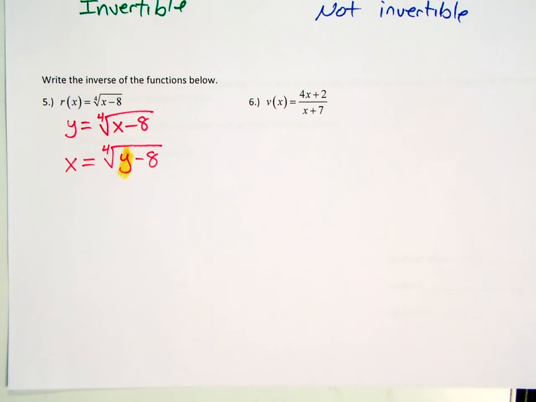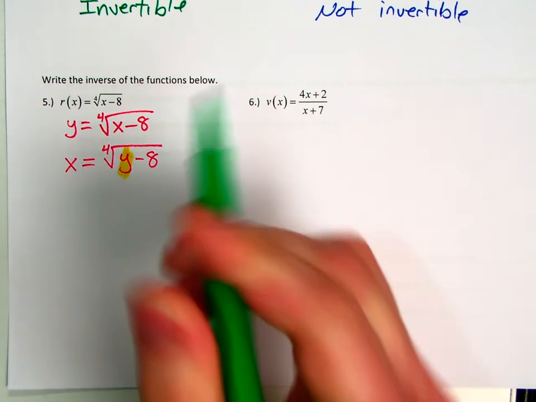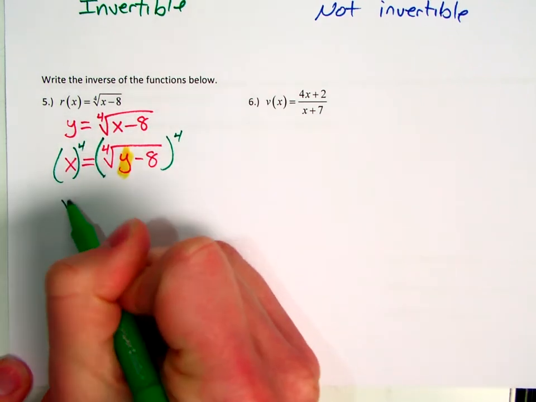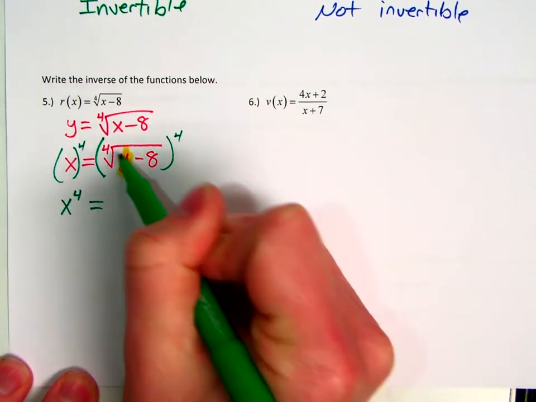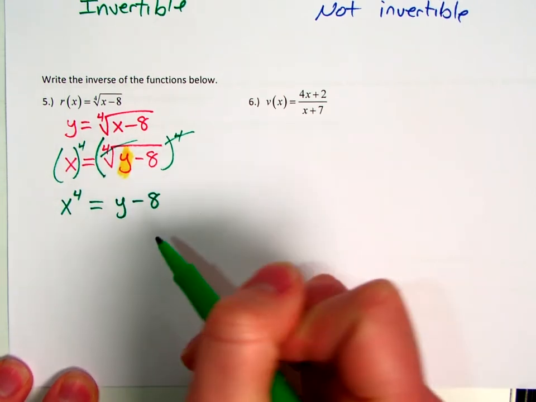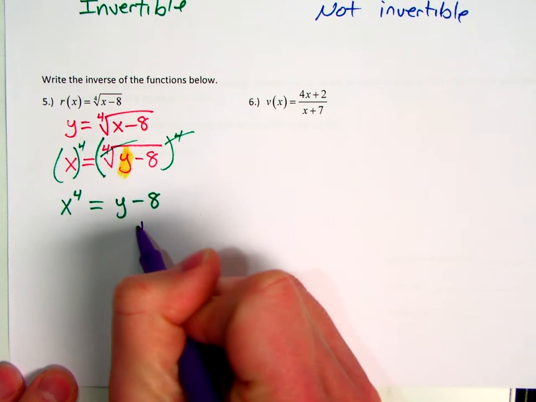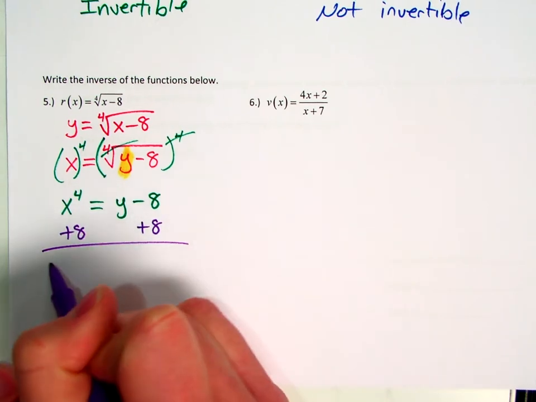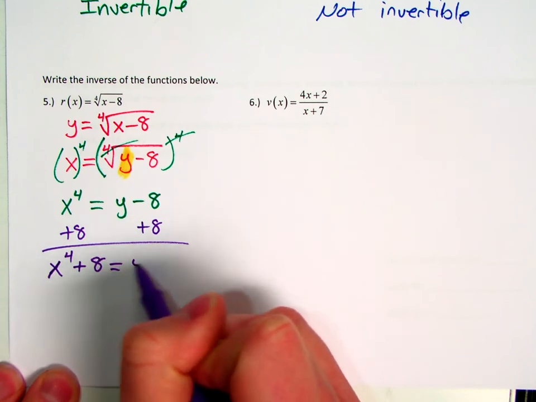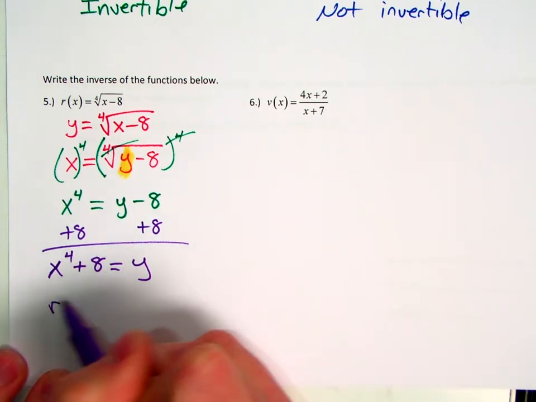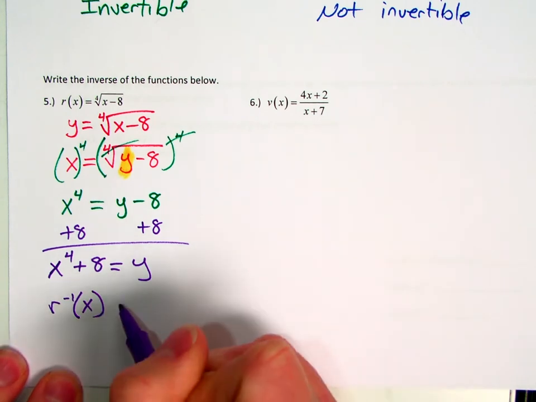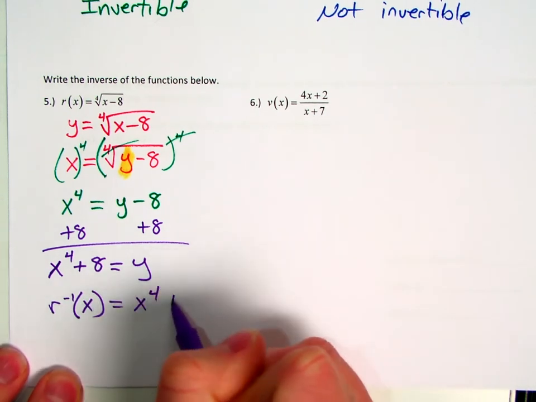So in order to get y alone, my first step would be to get rid of that 4th root. And the opposite of taking the 4th root is raising everything on each side to the 4th power. So we would have x to the 4th equals, the 4th root cancels out the 4th power, giving me y minus 8. Then to get y alone, we would have to add 8 to both sides. So we would have x to the 4th plus 8 equals y. And then remember, we need to write it in inverse notation. So r inverse of x equals x to the 4th plus 8.